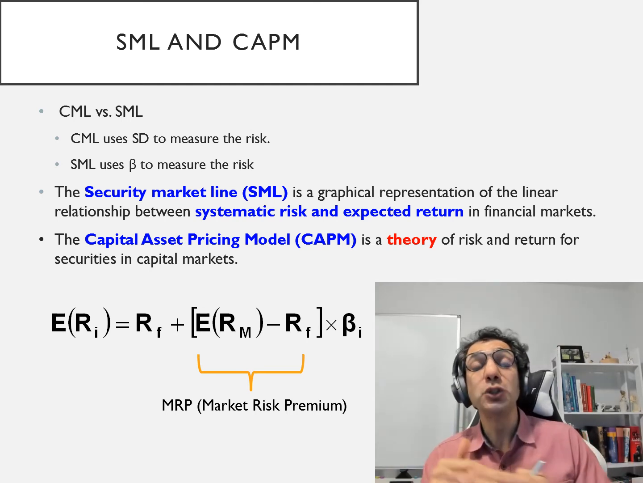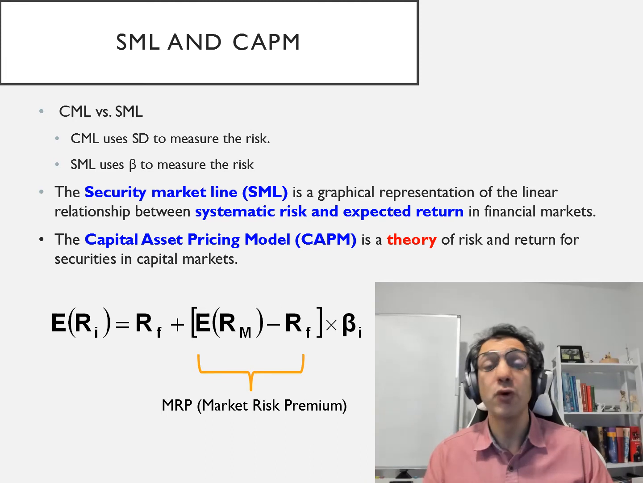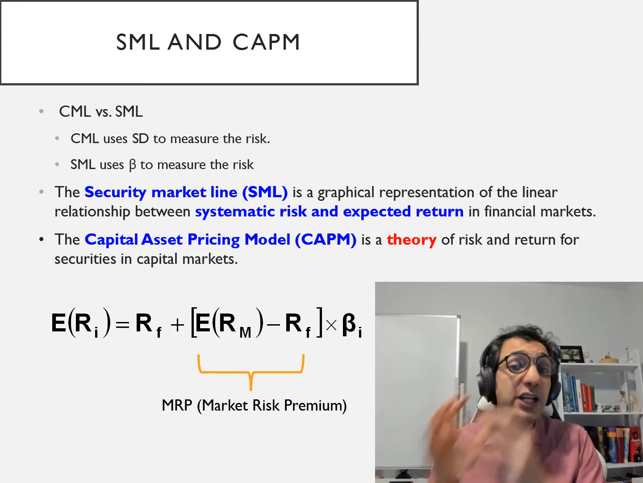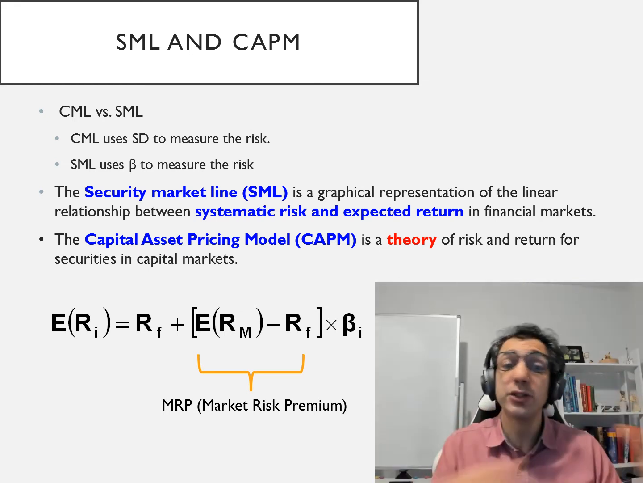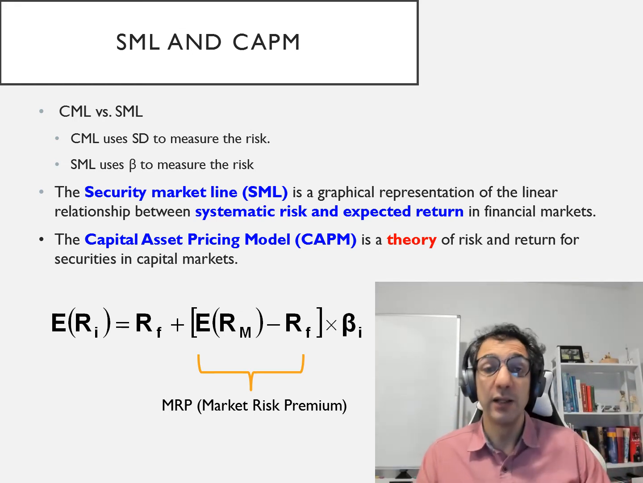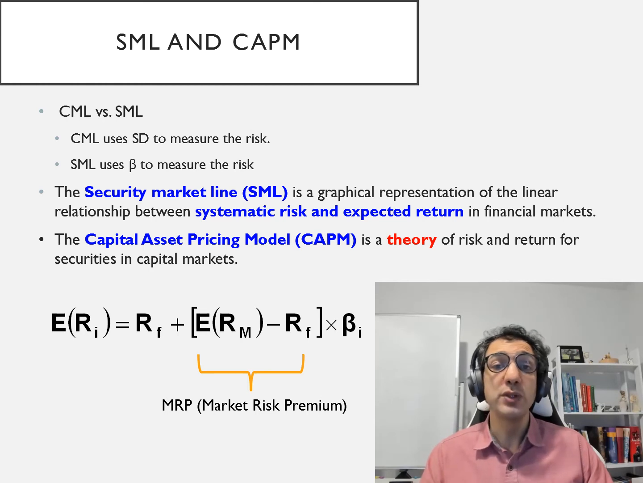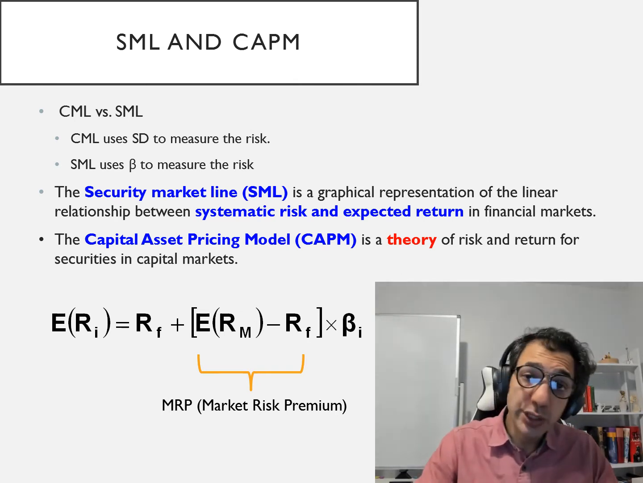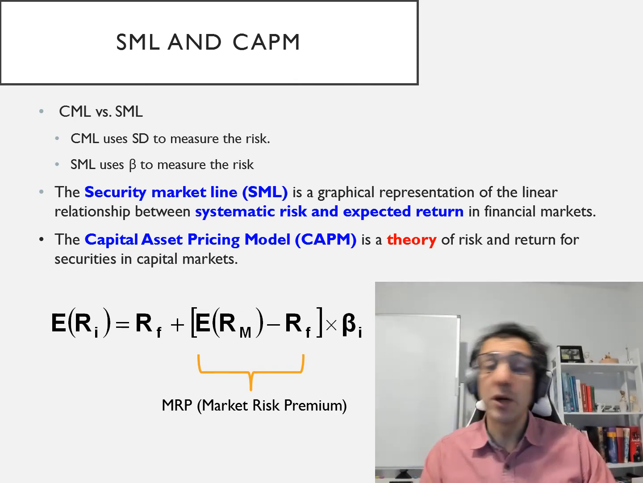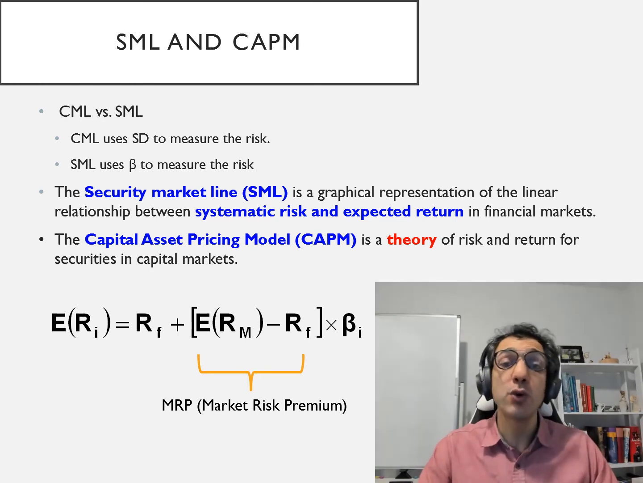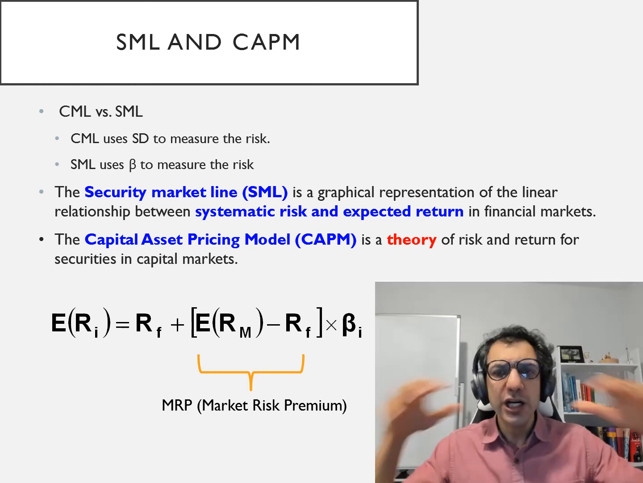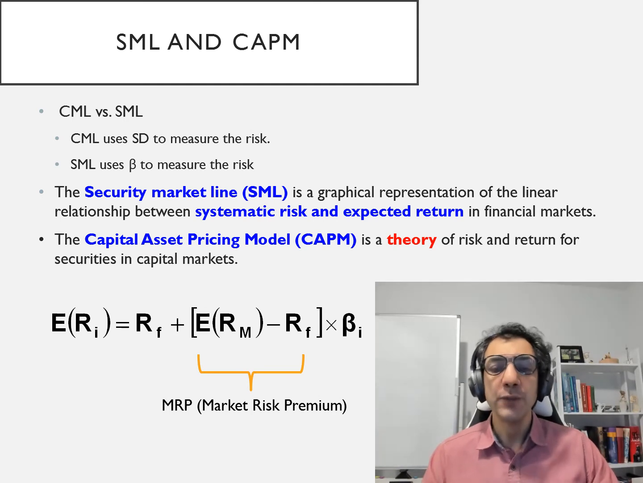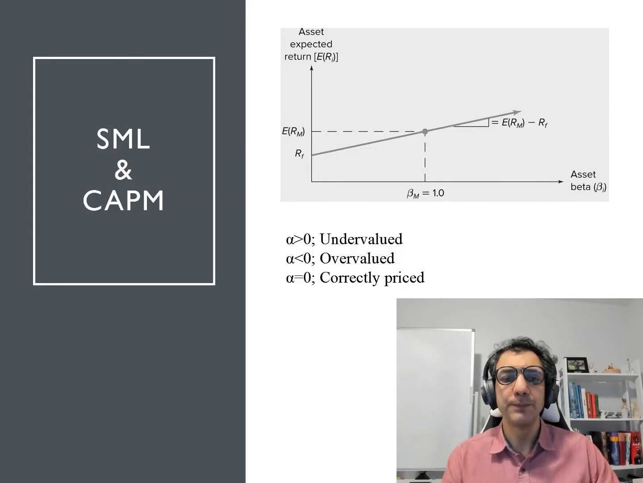Now, if you talk about the total risk, which we mentioned before, or the standard deviation, the relationship between the standard deviation and expected return is called CML. I see many students get confused between CML and SML. CML is the capital market line, showing the total risk and expected return. SML, or security market line, shows the systematic risk or beta and expected return. And here our focus is on SML. So let me talk more about SML.